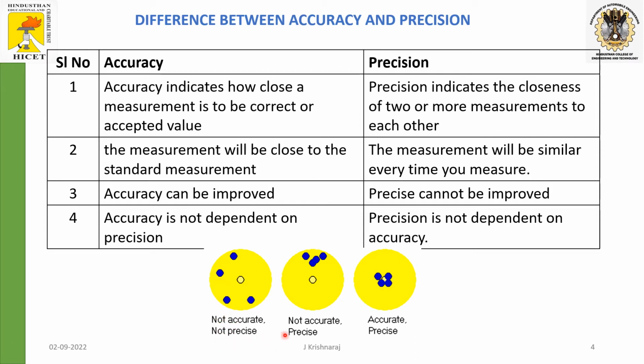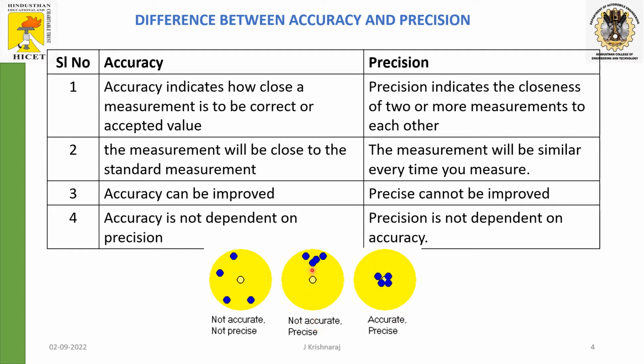Now look at the second image. In this second image, it is not accurate because the true value is 10 mm, but the measured value is, for example, 8.5. But it is precise. So why is it called precise?